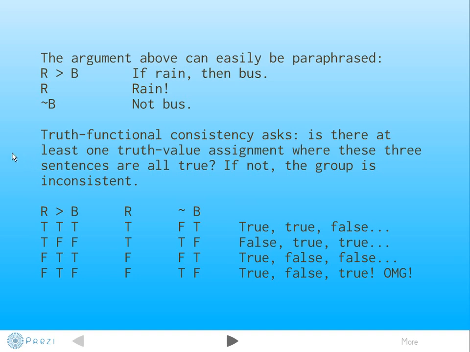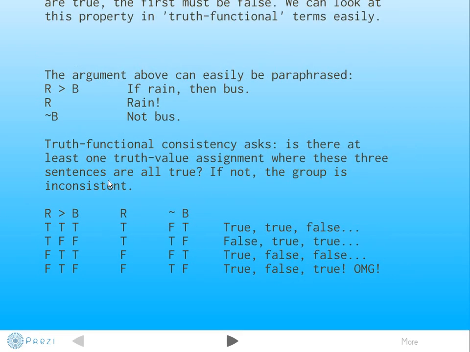So let's look at the rows here. We have true, true, false, false, true, true, true, false, false, true, false, true. Oh my God, they are inconsistent. There is no truth value assignment under which all three sentences are true simultaneously. So the set is inconsistent. It's easy to see why. If it's true that R implies B and it's true that R, then B should be true. But we're asserting that B is false, so one of these has got to go.